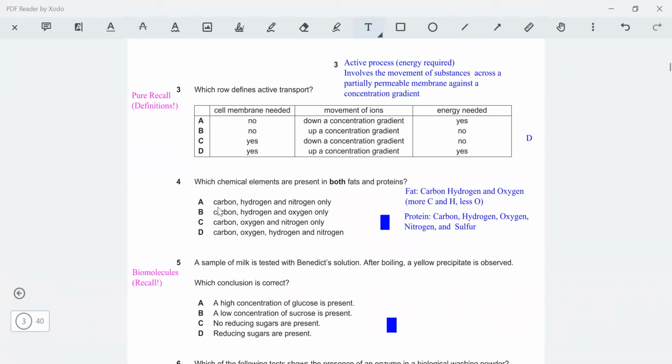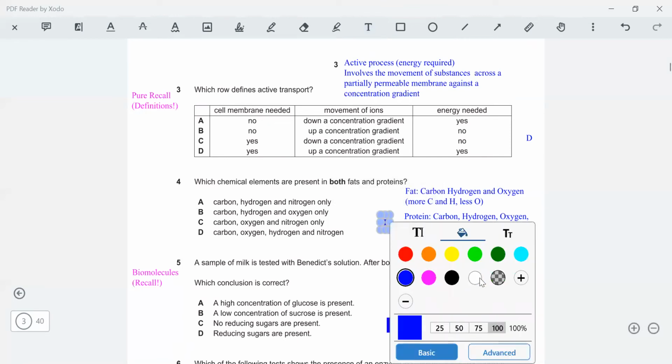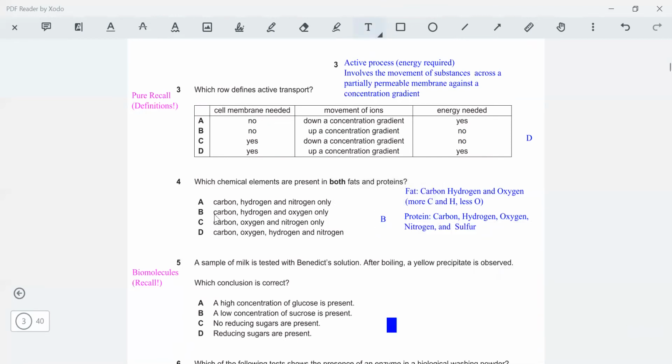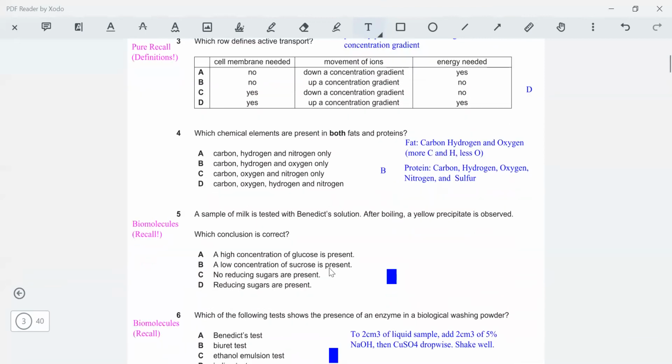Question 4. Which chemical elements are present in both fats and proteins? Pure recall question. Just remember, if you have difficulty remembering this, recall your testing table. So the Biuret test, the proteins test, things like that. And if you can recall and you note this down, the chemical elements that are present in both would be carbon, hydrogen, and oxygen.